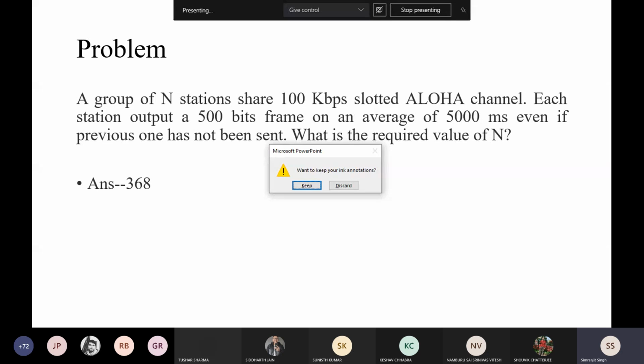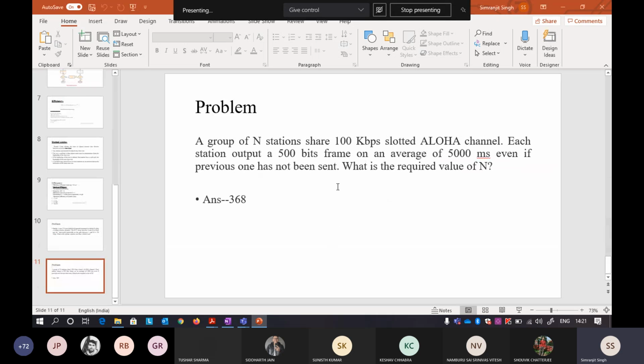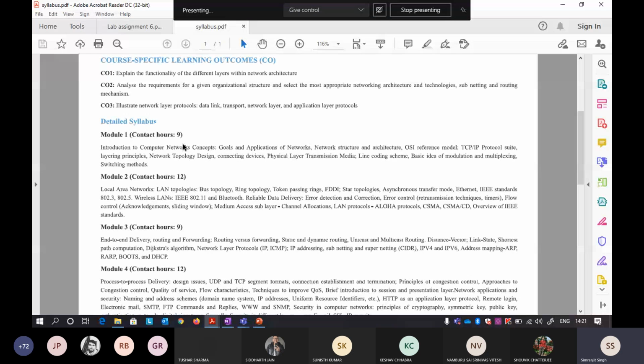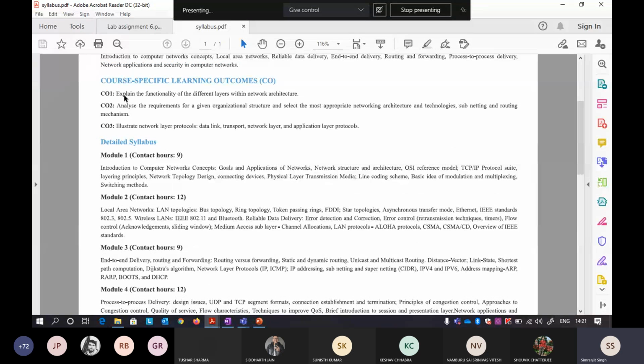Now, all the access control methods have been done. If you see the syllabus here, the first course learning objective was to explain the functionality of different layers within network architecture. Mainly we have seen the data link layer very extensively. The functions were framing, which I have told you everything about, and access control, where we have done all the methods. Another was flow control, and I have done all the flow control mechanisms. Now only error control remains, so I'll tell you in the next one.